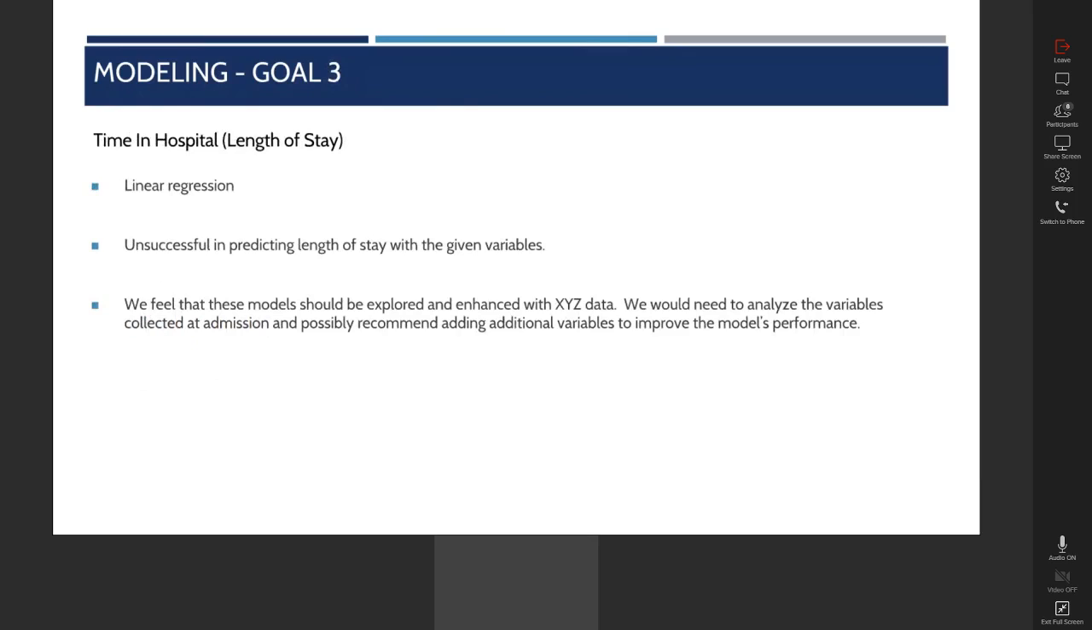All right, so for the third goal, that was the goal to predict length of stay. We tried several different models using linear regression. However, the variables just weren't there to give us the kind of outcome that we were looking for. So with predicting length of stay, obviously the earlier in the process that you're able to do that, the better off. So we feel that even though we weren't able to move forward with recommending this as our champion model at this point in time for its purpose there, we do recommend bringing it into the XYZ environment for further investigation. Next slide.